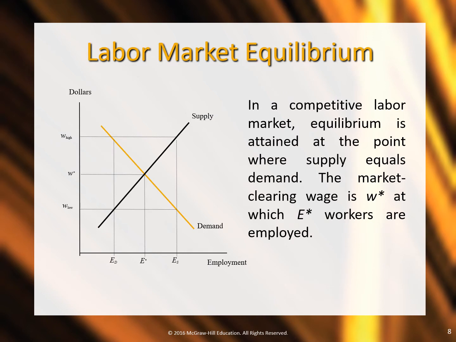Labor market equilibrium. In a competitive labor market, equilibrium is attained at the point where supply equals demand. The market clearing wage is W star at which E star workers are employed.